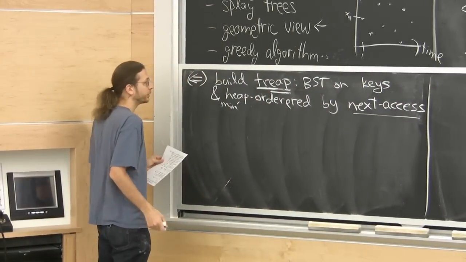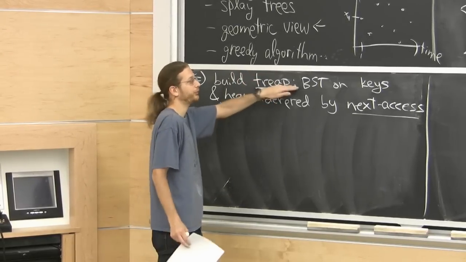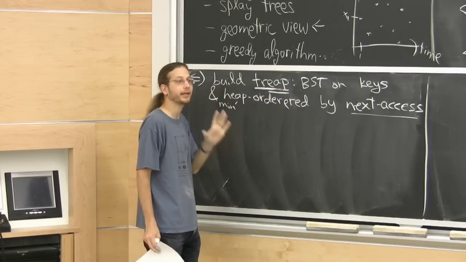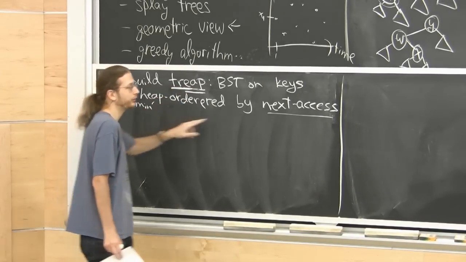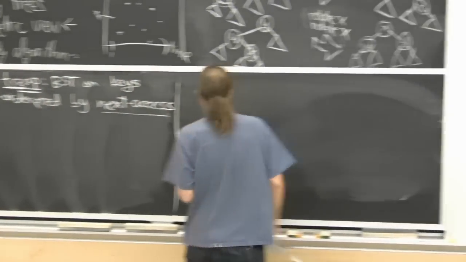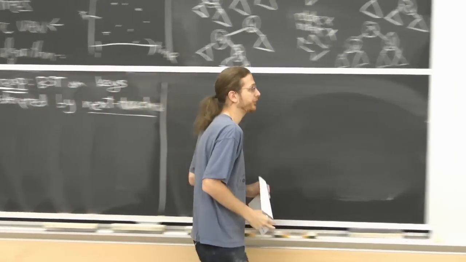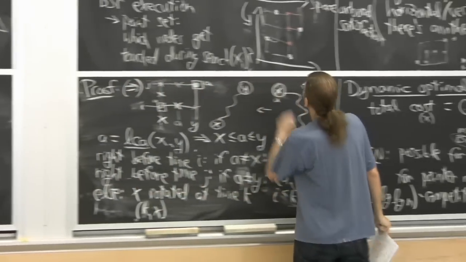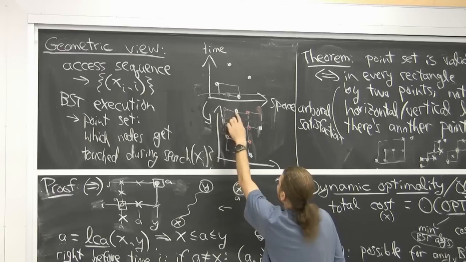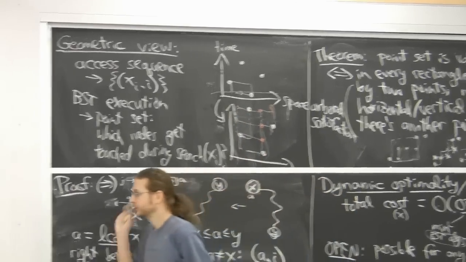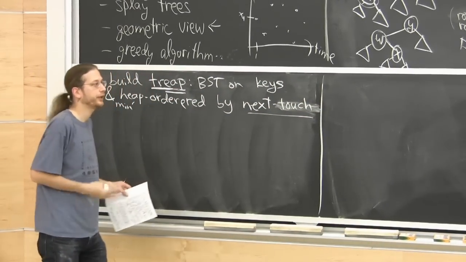So I should mention, this is not a uniquely defined tree. Usually trees are unique. If you specify a key order and you specify heap order, there's exactly one tree that satisfies both of them. But here it's not quite unique because of the next touch time: there are many keys that are going to be touched at the same time. So for example, at this moment, all three of these nodes are going to be accessed at the same time. And so I'm not specifying how they're supposed to be heap ordered in the tree. Just break ties arbitrarily, it doesn't matter.